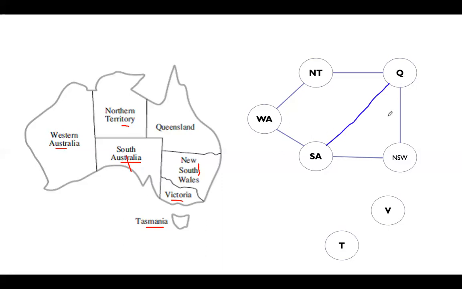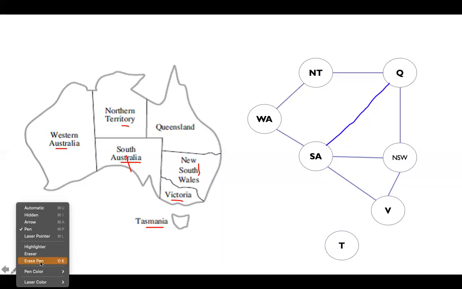So Queensland is sharing border with 3 locations. So connected. Next, Victoria is sharing border with these 2 places. Okay, connect them. And Tasmania is not sharing border with any of these regions. So it is not connected. So this vertex is not connected to any of the other vertices.